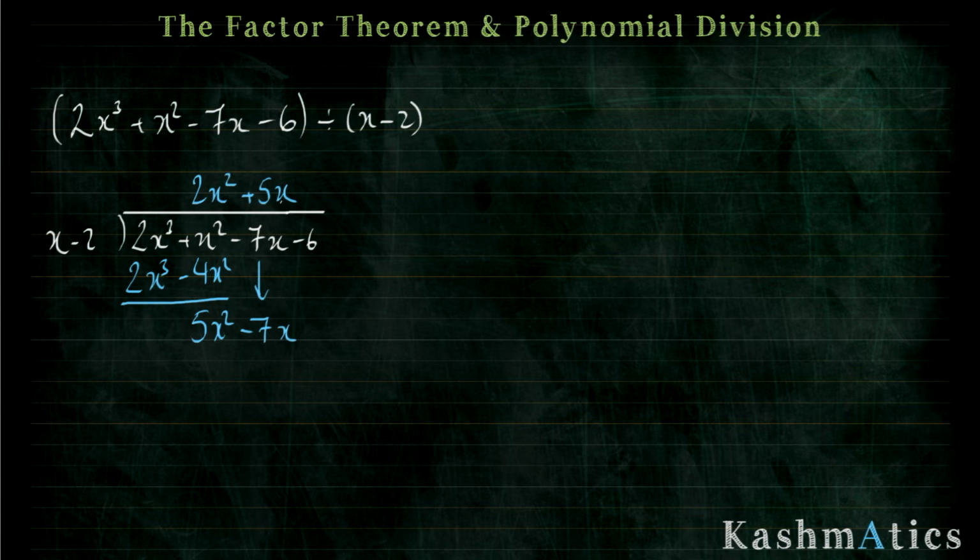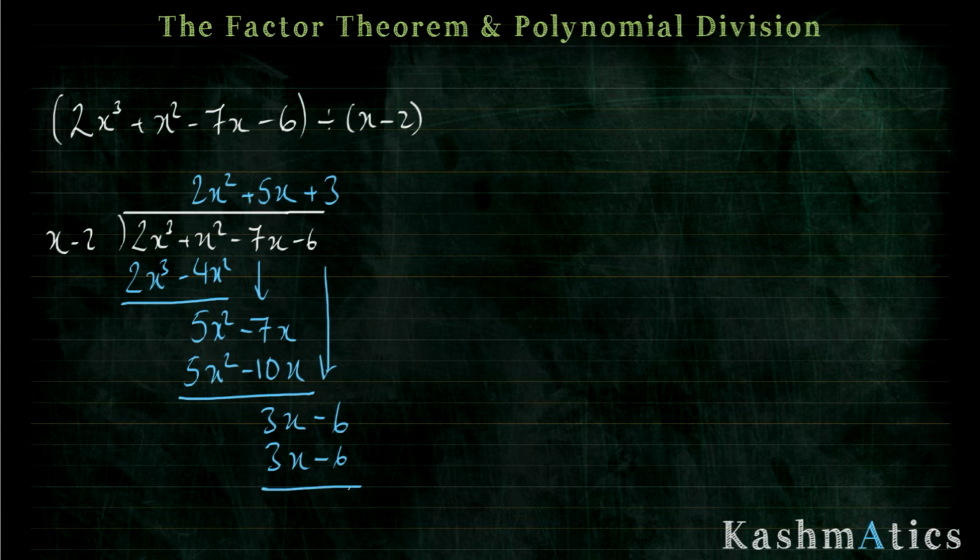Then multiply 5x by this. So that would be 5x squared take away 10x. Subtract to give you 3x. Bring this down. And then see, what do you multiply x by to make 3x? The answer is 3. And then multiply to get 3x minus 6. And when I subtract those, I get 0.